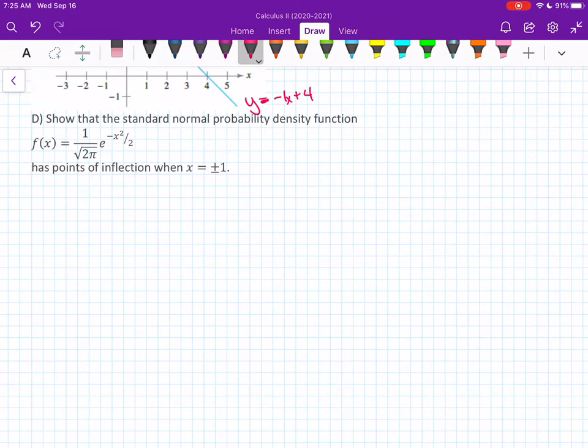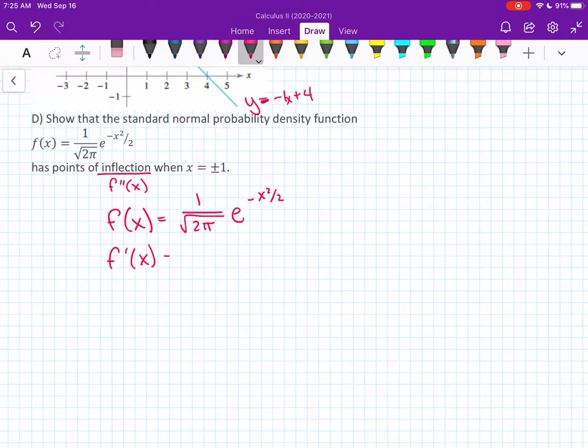Show that the standard normal probability density function, which is 1 over the square root of 2 pi times e to the negative x squared over 2, has points of inflection when x equals plus or minus 1. So remember, inflection points, we need to find the second derivative, okay? So let's go ahead and work on that. So my function, I'm just going to rewrite it over here. And when I find my second derivative, I've got to go through and find the first derivative.